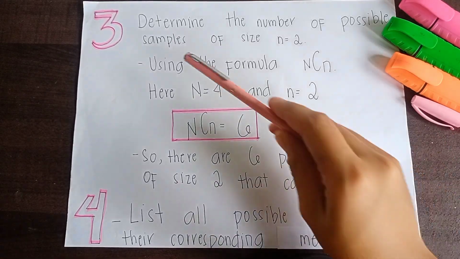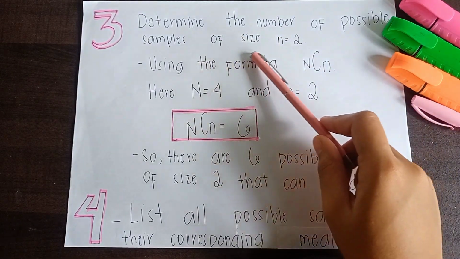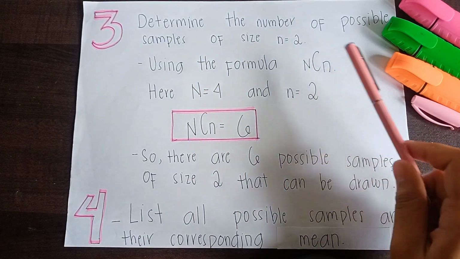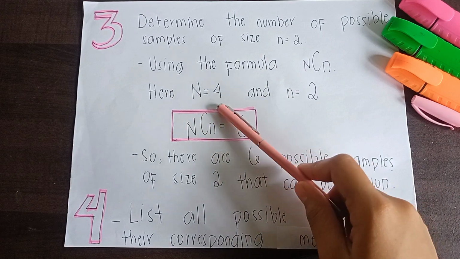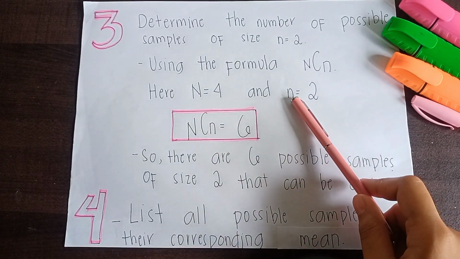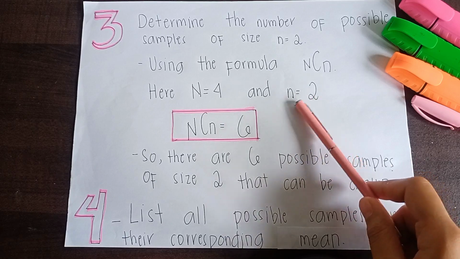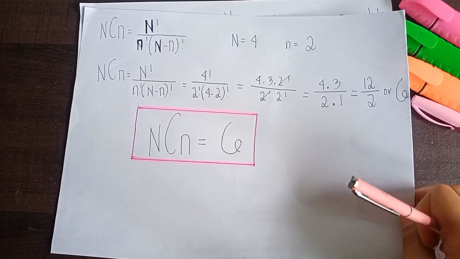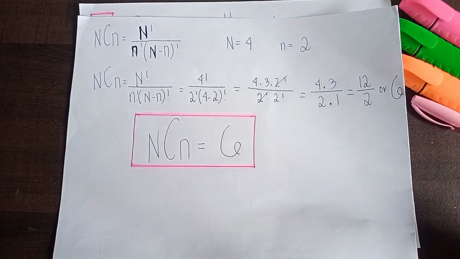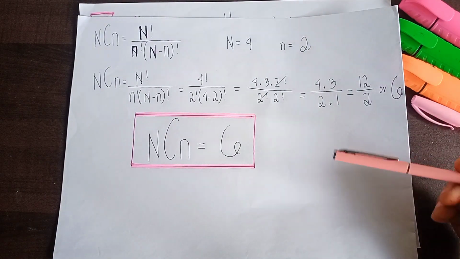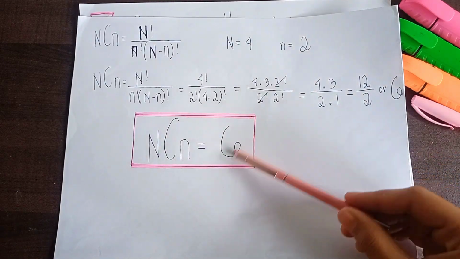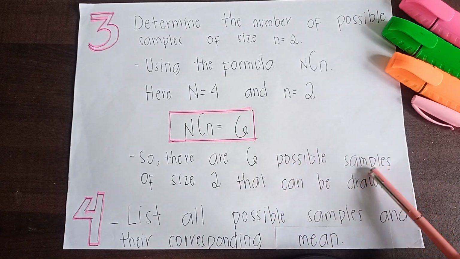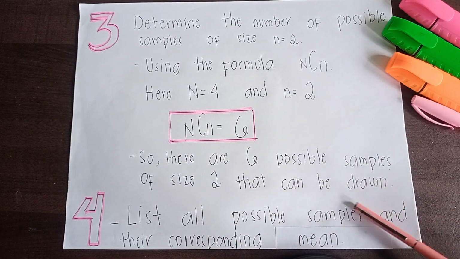Step 3. Determine the number of possible samples of size n equals 2. We are just going to use this formula. Here, N is the number of elements, which equals 4, and n is the sample size, which equals 2. To solve this, we will just do substitution. You can also use a calculator to solve this easier and faster. As you can see, we have the answer of 6. So this means that there are 6 possible samples of size 2 that can be drawn.